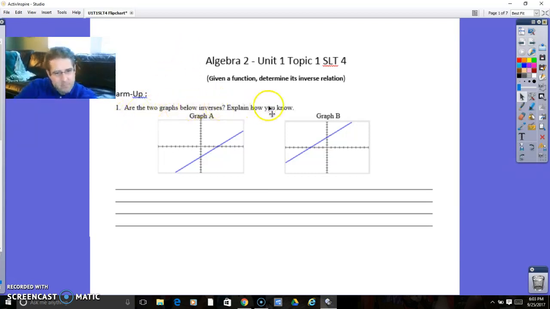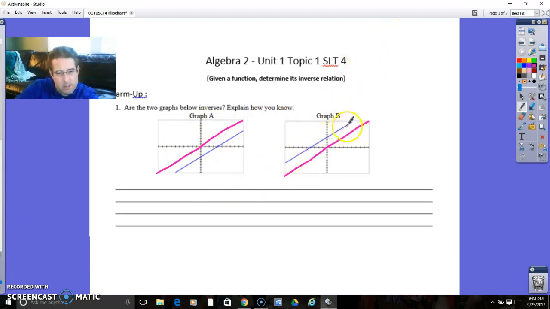Are the two graphs below inverses? Explain how you know. They are inverses because they are a reflection over y equals x. Another way I know is that I can simply count the distance to each point. From the origin, if you go diagonally 1, 2, 3, and go this one, 1, 2, 3, they are both equidistant from the y equals x line. So that's the reason I know that these two are inverses.